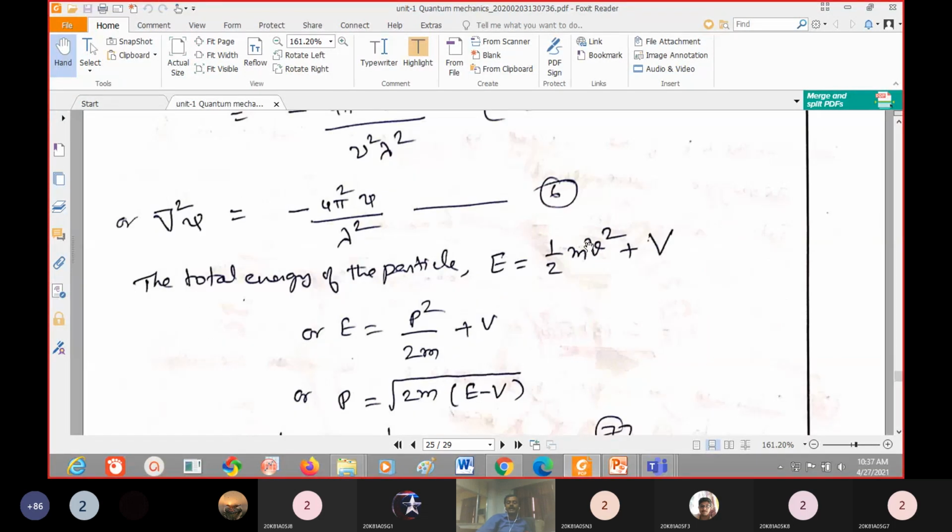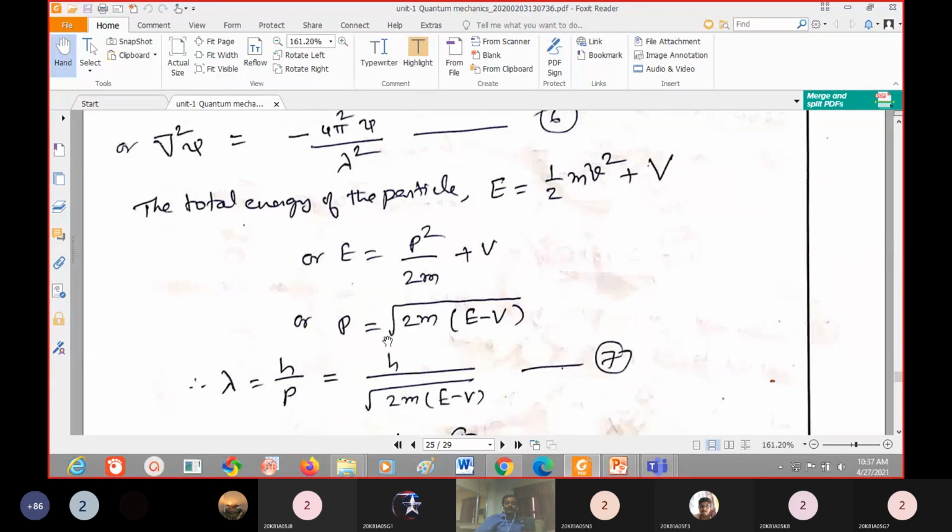How can we write this kinetic energy as p square by 2m? Just multiply with m and divide with m. If you multiply, we get m square v square, and mv means p, so that means p square, and dividing gives 2m. Therefore the final equation is E is equal to p square by 2m plus V. From this equation we calculate the p value. Finally p is equal to under root of 2m into E minus V.